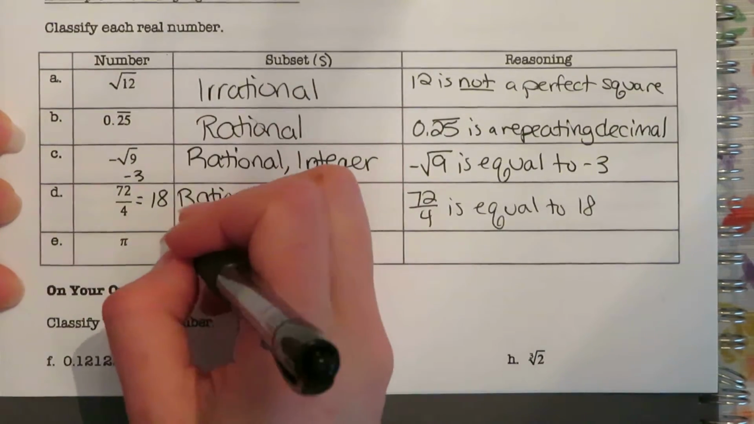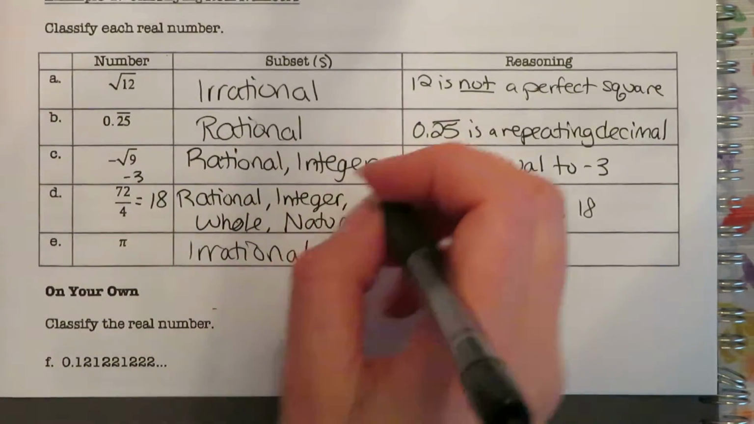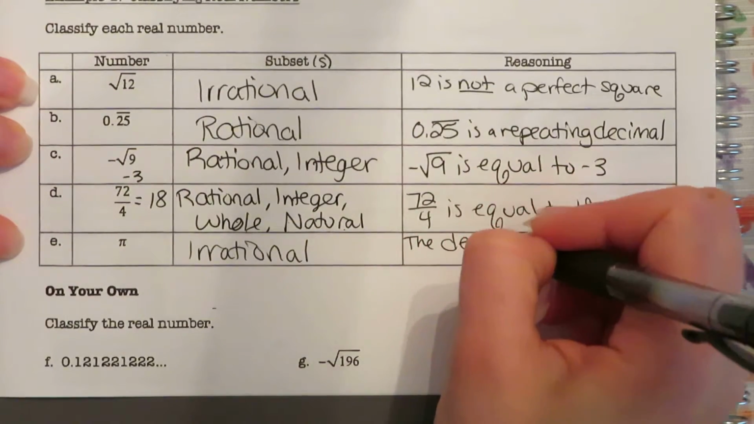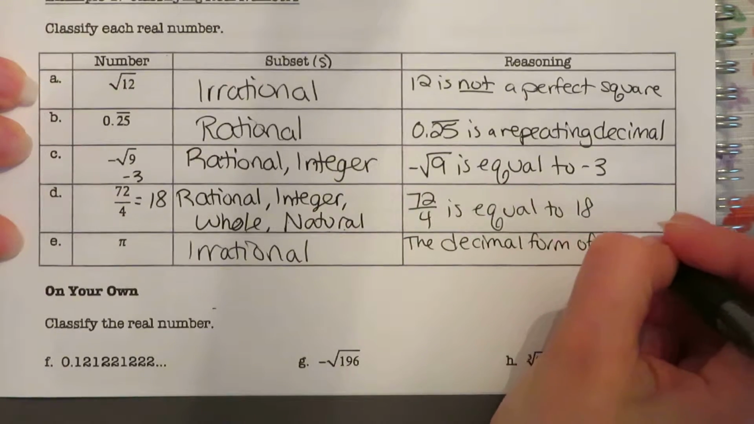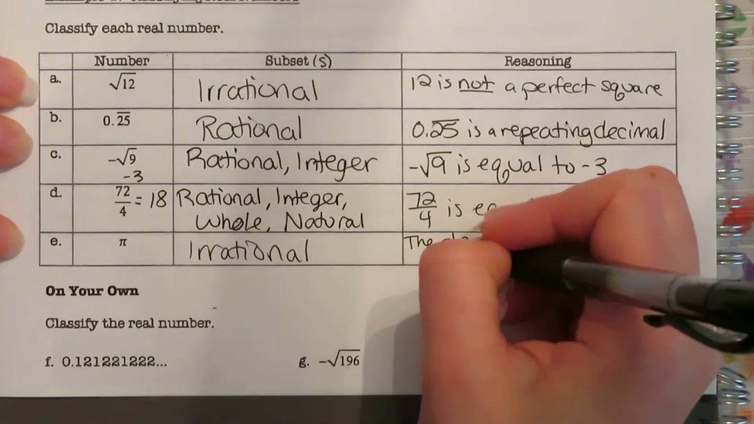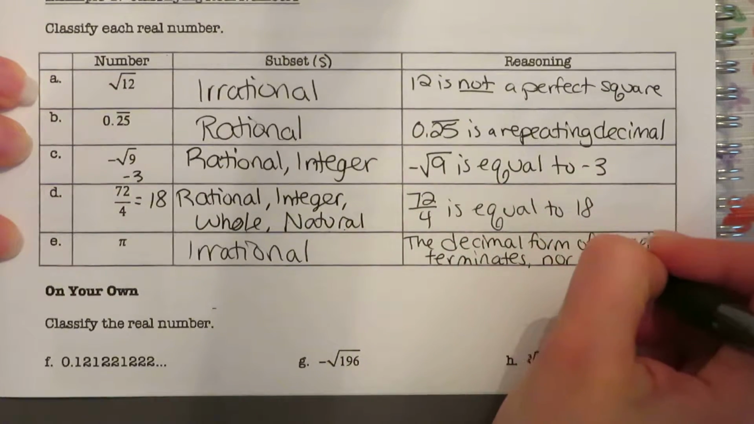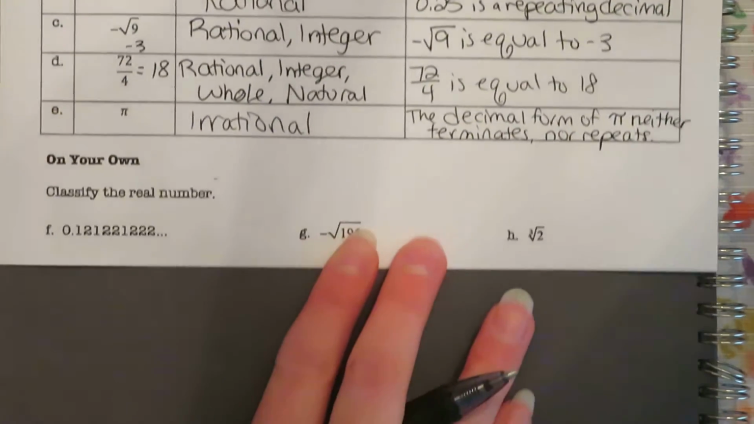Pi, this is irrational. Reasoning: the decimal form of pi neither terminates nor repeats. So go ahead and classify the next 3.